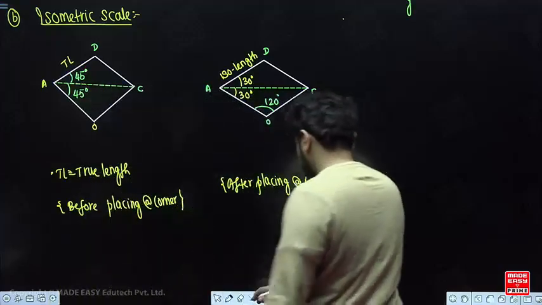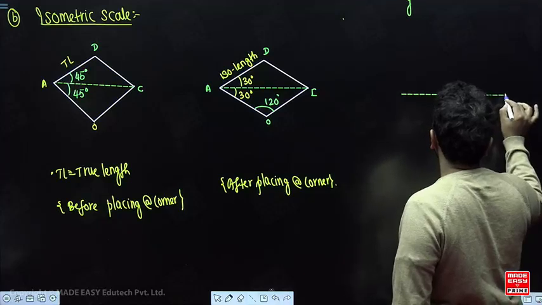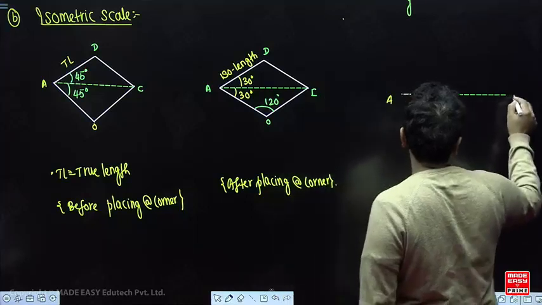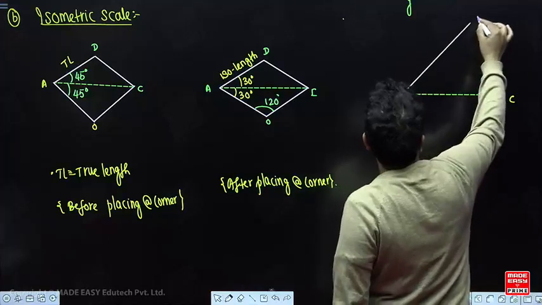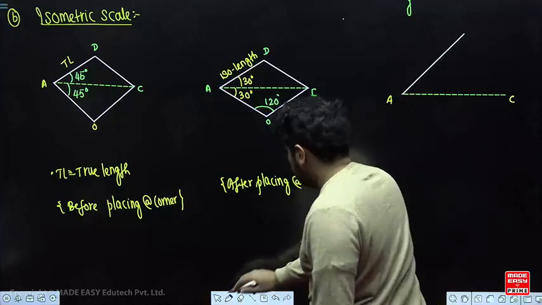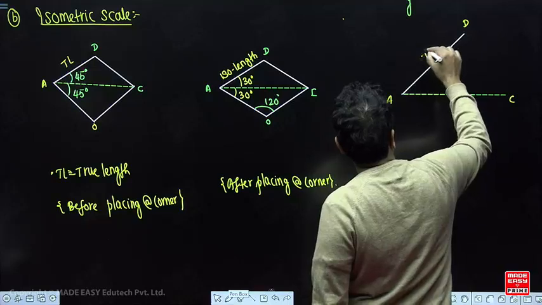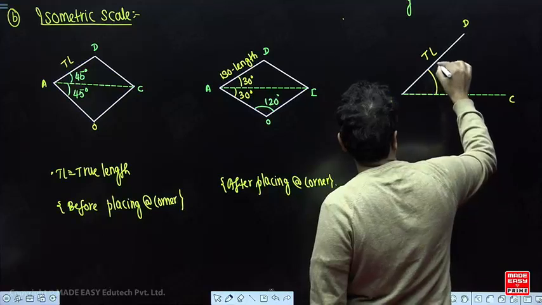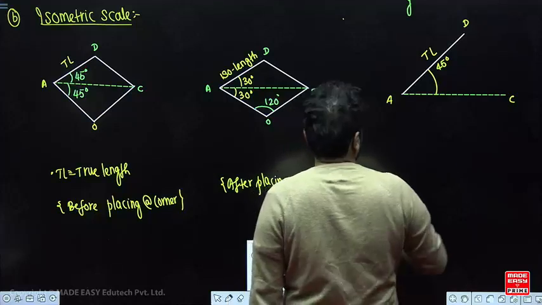So now see very carefully. This is A, this is C, there is no doubt. ध्यान से देखते रहिएगा. This is at 45 degree, true length, correct. So let us say this is your A, so let us say this is D, fine. This is the true length, correct. And what is the angle at which I have drawn? So this angle is at 45 degree, there is no doubt about it. This is AC 45 degree, right.